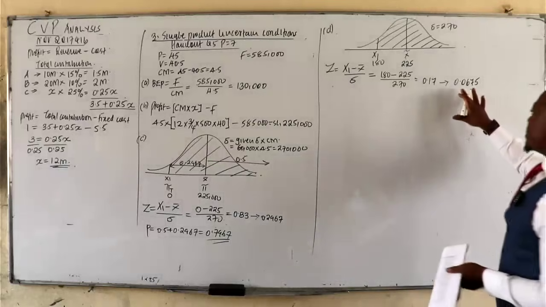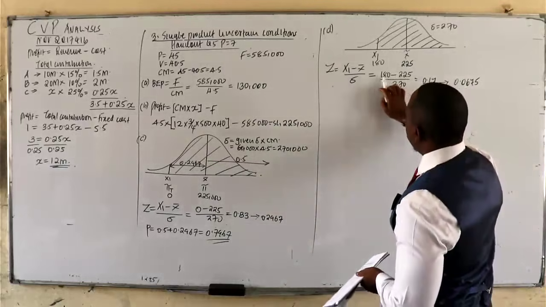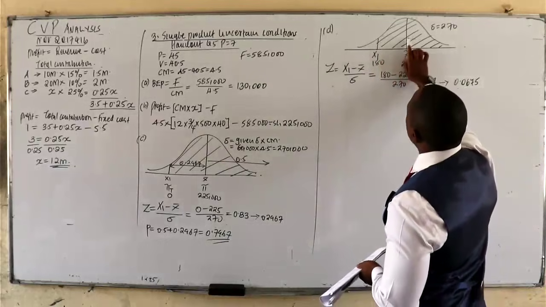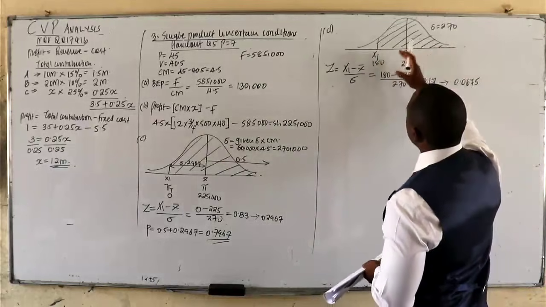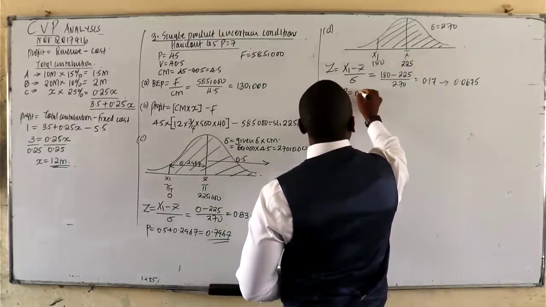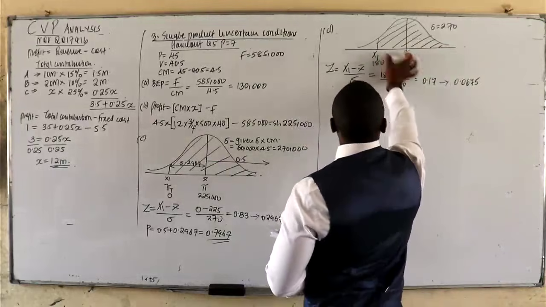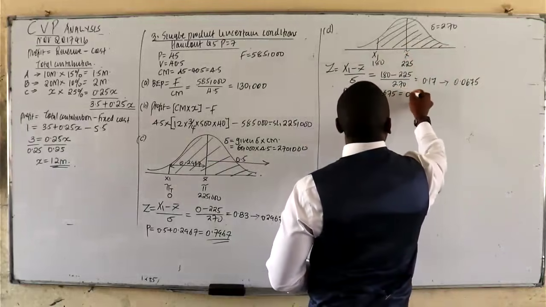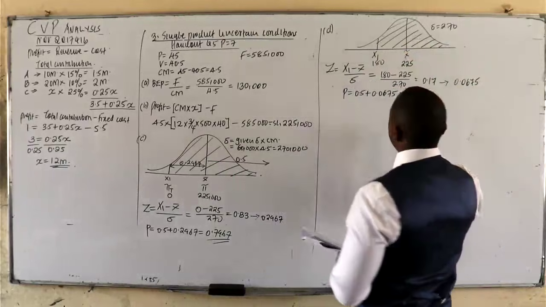Now this is the probability between 180 and 225. But you need above the average, at least 180. So to get the full probability, we take 0.5 and then add the region of 0.0675, which is 0.5675.